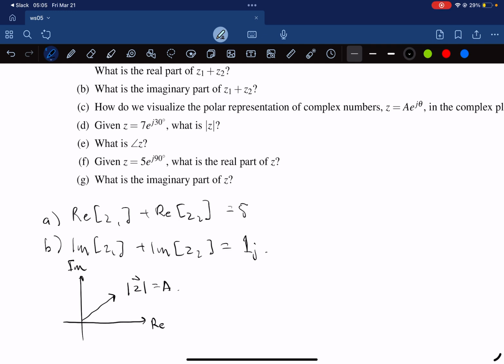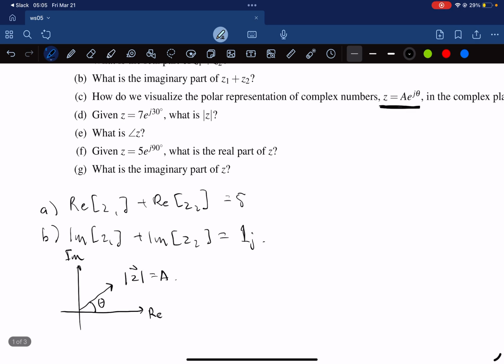We also know that this angle is equal to theta. That's just how we visualize this kind of thing. That's just what this complex number z equals a e to the j theta means. It's just an easier way to see it.